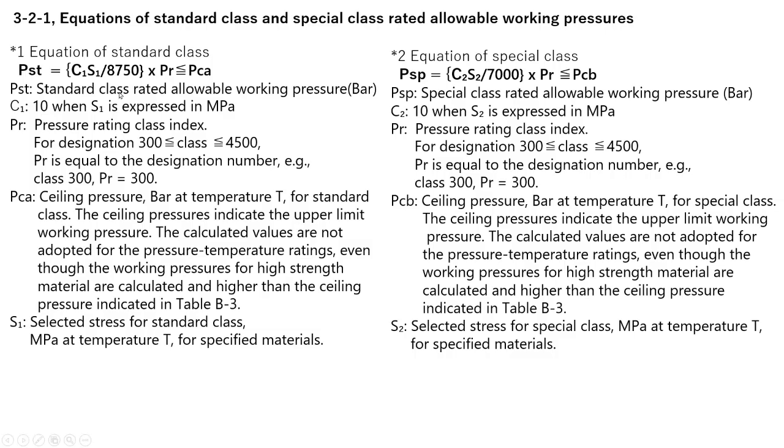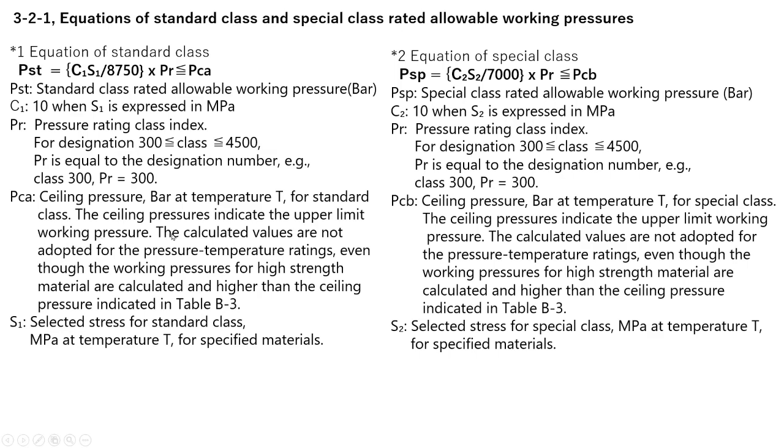So I arranged the equation for standard class and special class. So again, PST is the standard class rated allowable working pressure, C1 is the coefficient, 10 when S1 is expressed in megapascal, and PR is the pressure rating class index, the designation number. For class 300, we assign PR 300. PCA is the sealing pressure, in bar, at temperature T for standard class. The sealing pressure indicates the upper limit working pressure.